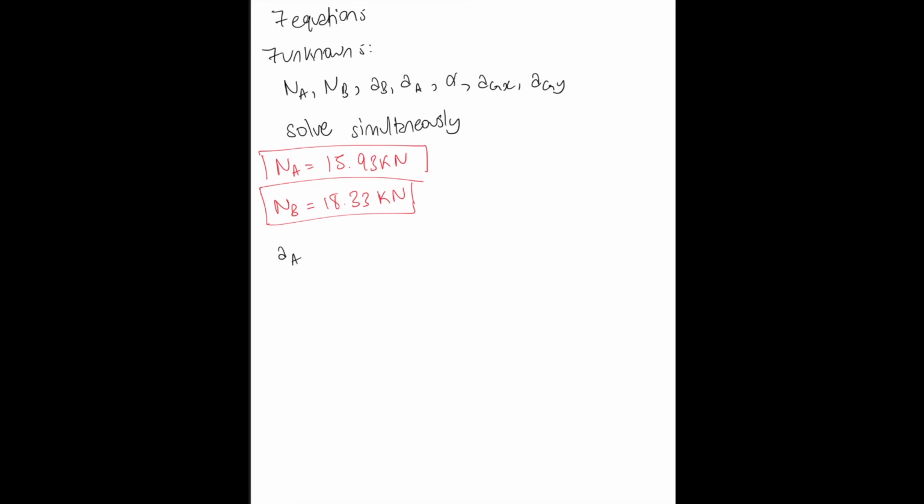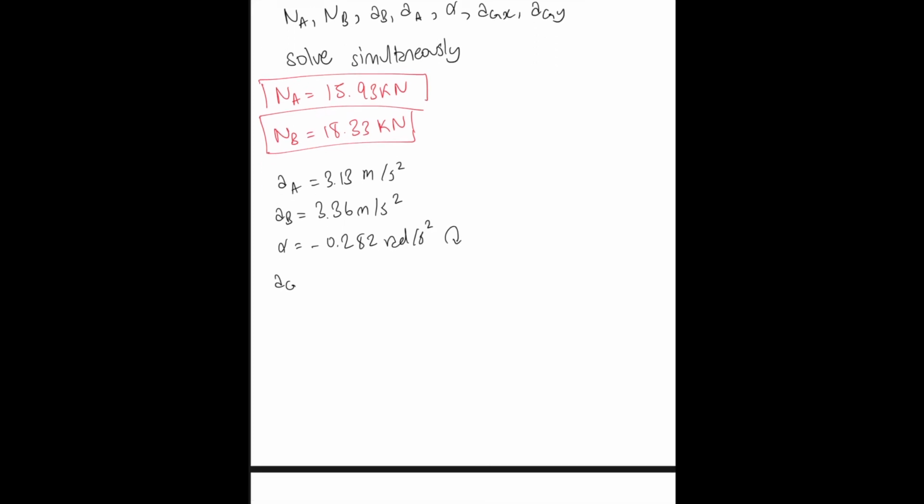For the acceleration at A, it's going to be 3.13 meters per second squared. The acceleration at B is going to be 3.36 meters per second squared. The angular acceleration is going to be negative 0.82 radians per second squared, so it's going to be turning clockwise. AGX is going to be 2.6 meters per second squared, and AGY is going to be negative 0.82 meters per second squared.